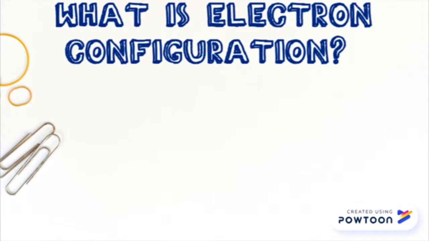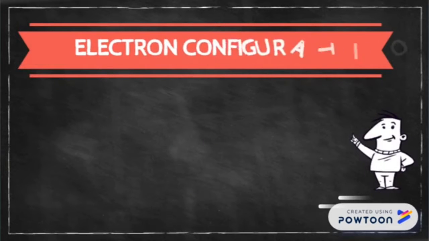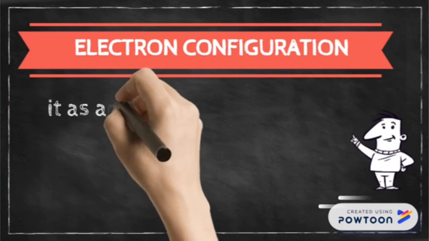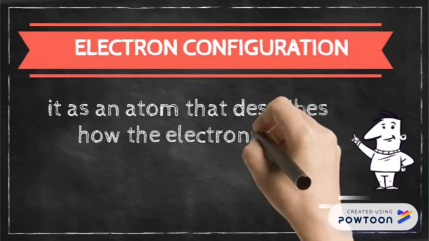What is electron configuration? Electron configuration. It is an atom that describes how the electrons are distributed among the orbitals.